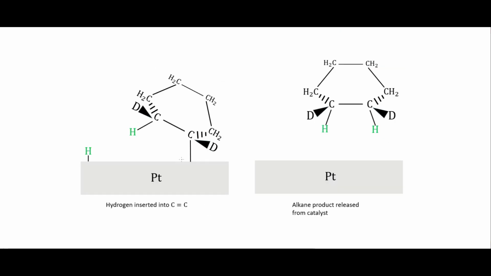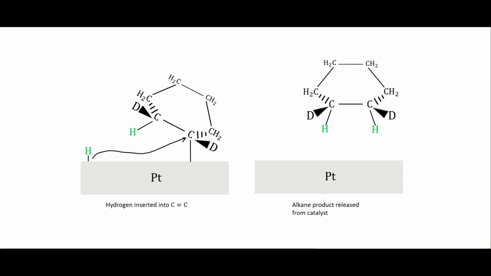Then one of the hydrogens will insert onto the carbon-carbon double bond on our alkene like this, and the alkene will then be bound to our platinum like this. Then the other hydrogen will bind onto the other carbon here. So this other hydrogen will then go to that carbon there. And so then we will end up with the alkane product releasing from the catalyst like that.